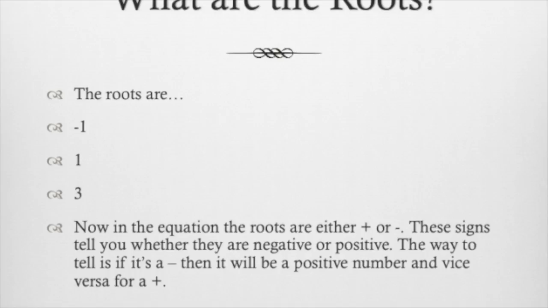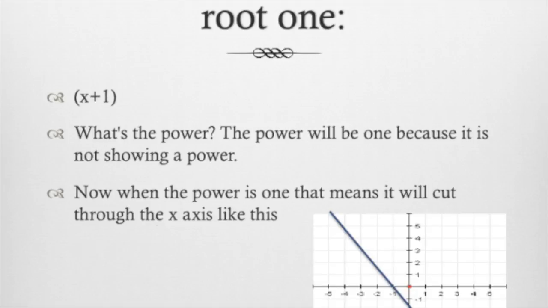Since it is a negative 1 for the second one, it'll cross on the plus 1 side of the x-axis. Okay? Now, the way we determine whether or not these things cross the x-axis in a certain way is by looking at the powers. If it is a 1, which would mean it has absolutely no power shown next to it, it'll cross linearly, which is normal.